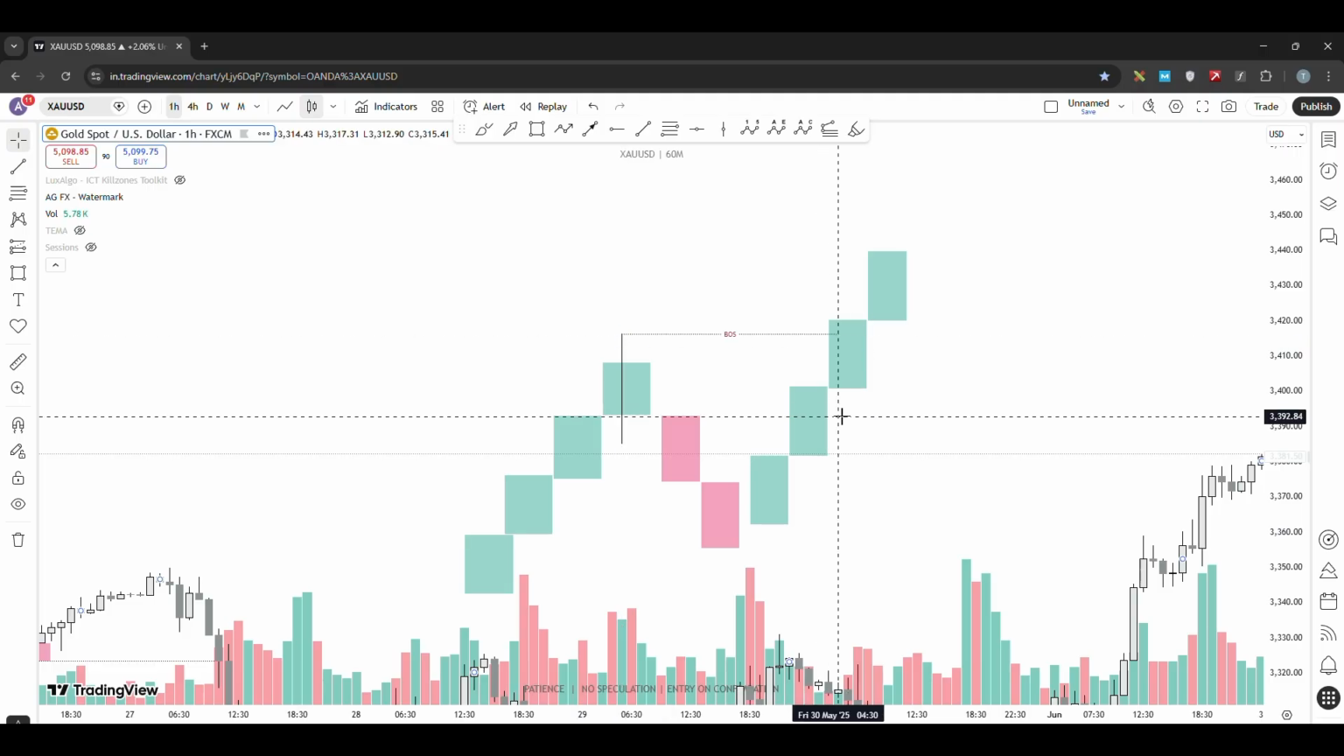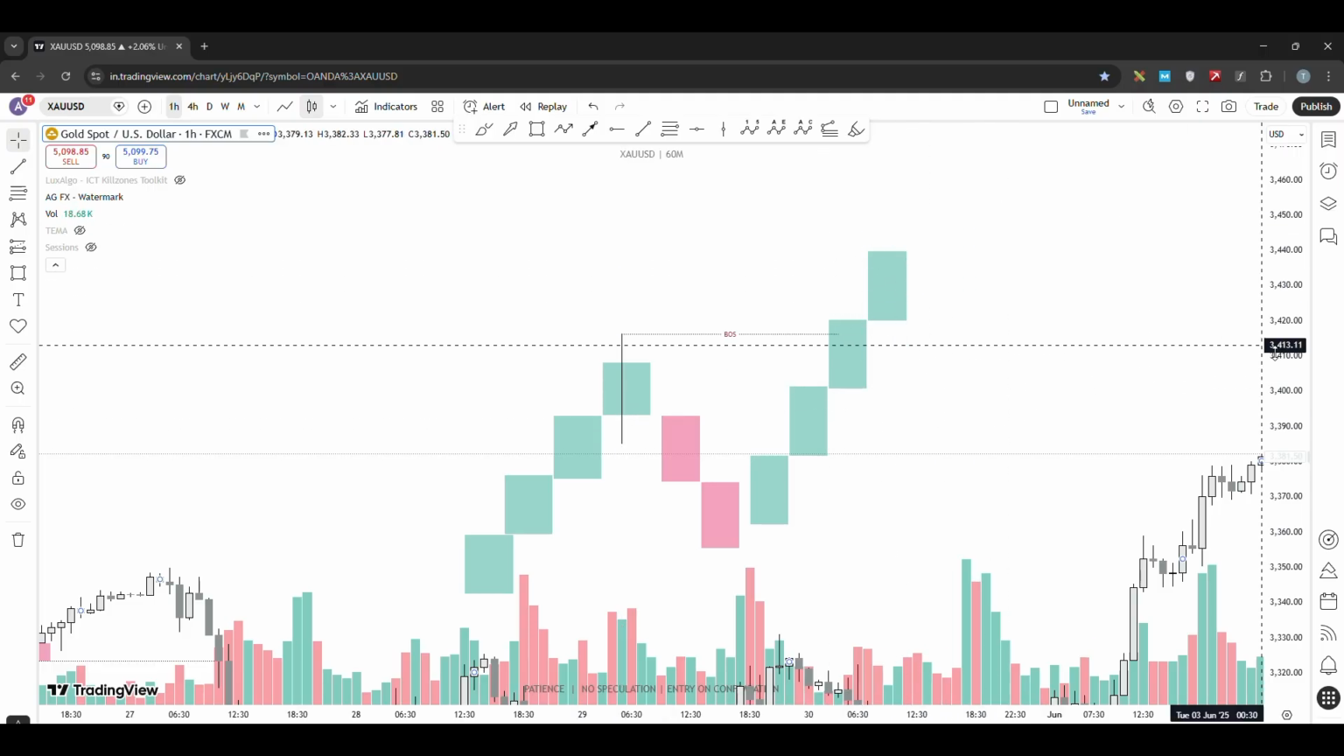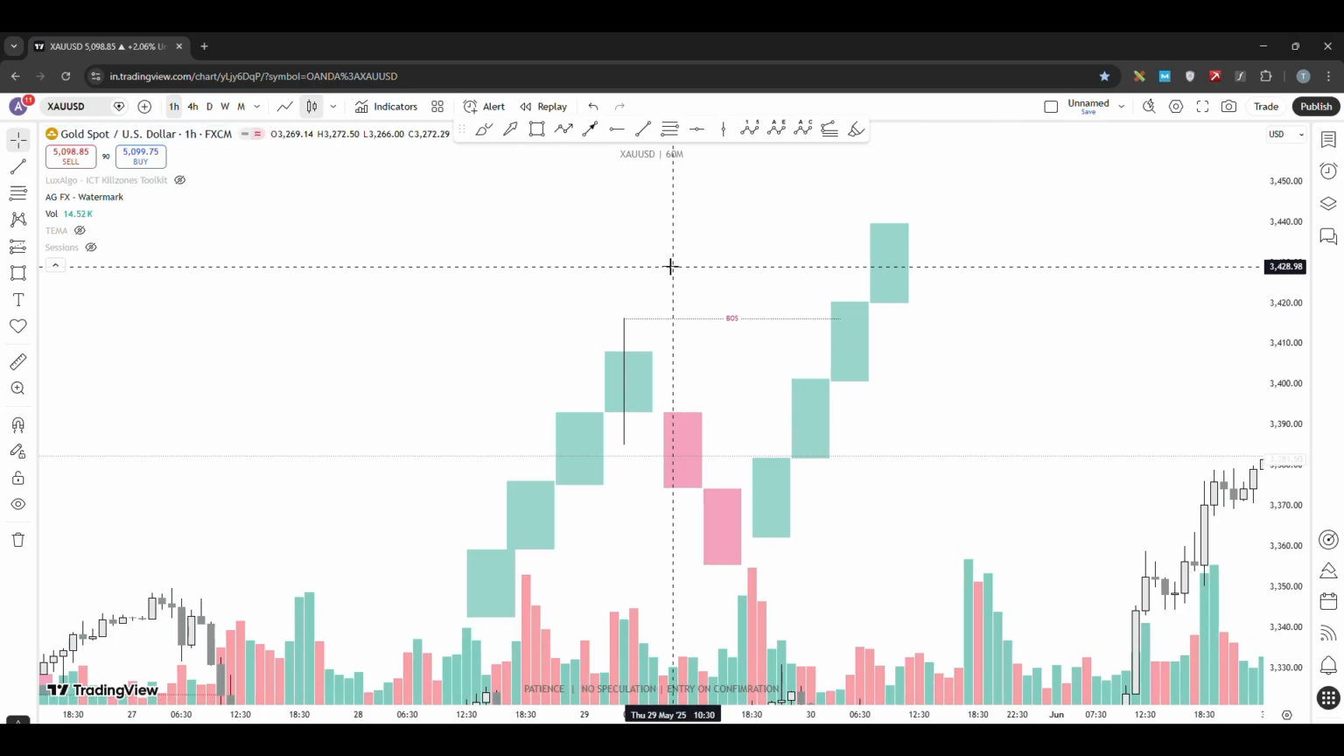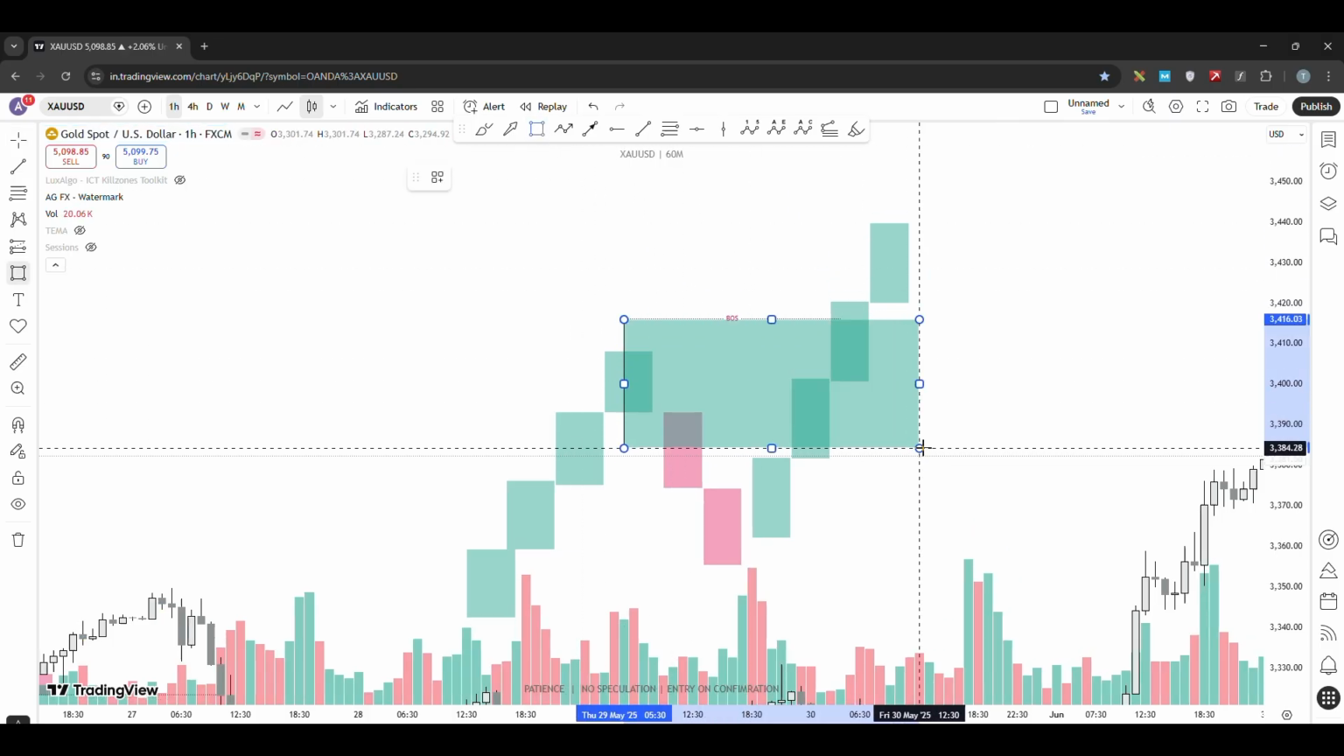Market has given us a bullish break of structure. So after a pullback, we want to buy. So in this case, what will be our mitigation block? It is going to be this whole candle, right?